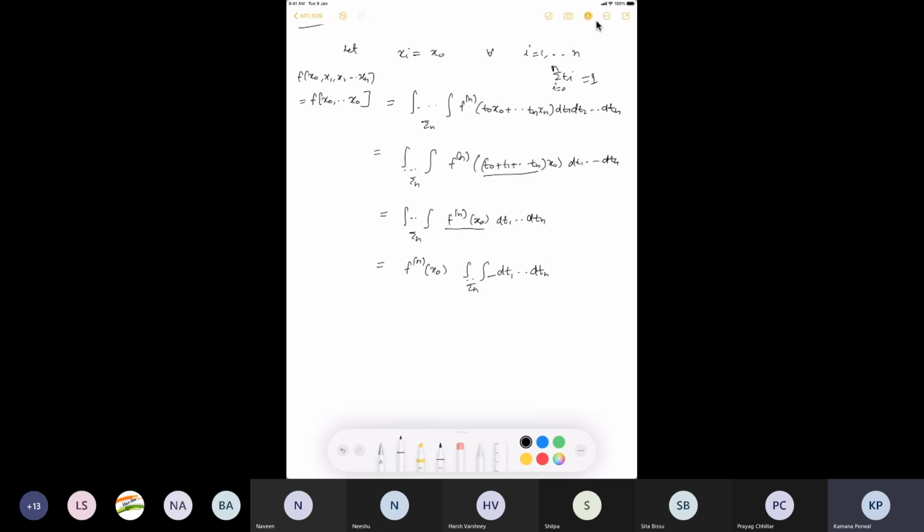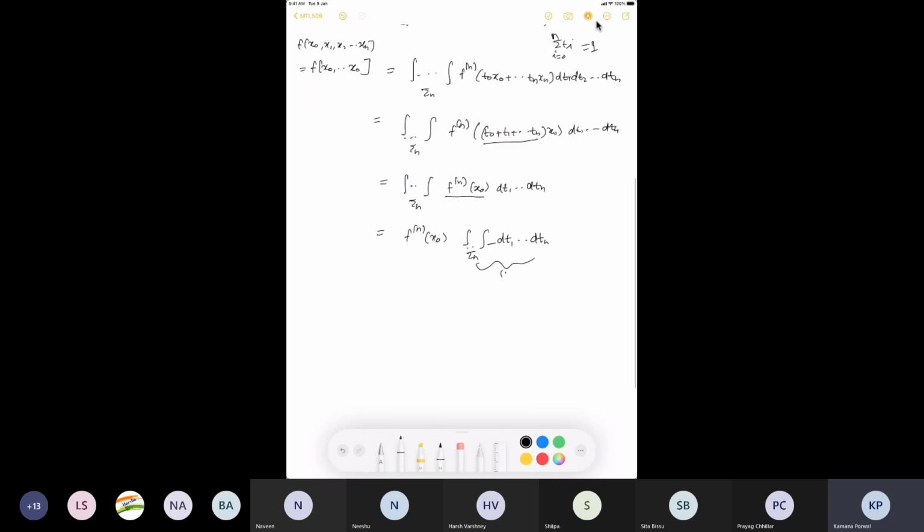So what you will get is that this is nothing but the volume of the region tau n. And what this volume will be, can you tell me? Or how can we realize the value of this integral?